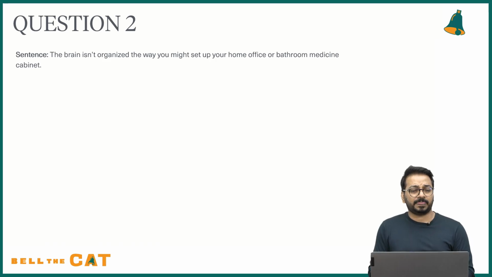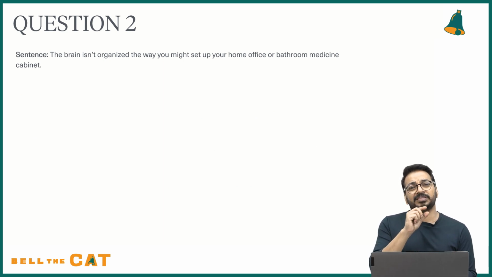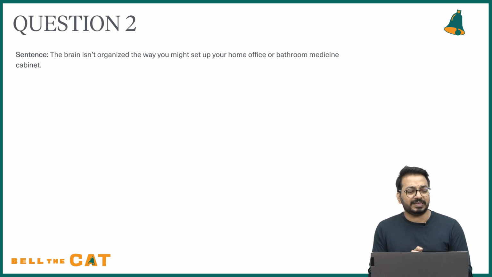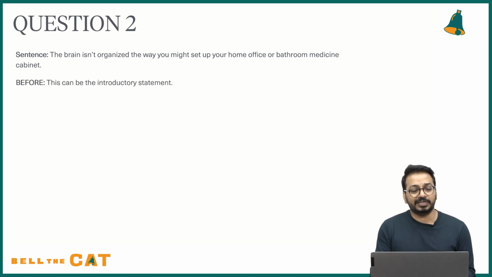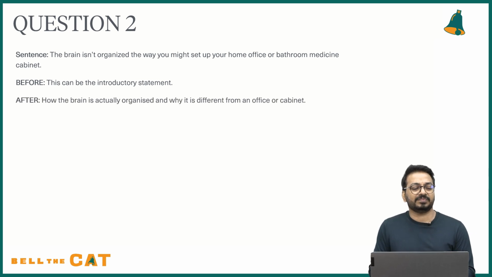Let's look at the next question. "The brain isn't organized the way you might set up your home office or bathroom medicine cabinet." Now for this question, the paragraph that follows this missing sentence has option 1 given right at the beginning of the paragraph. That means this can be a starter. Also, if I read this, I'm not getting an idea as to what should come before it. It can be a great starter. So I definitely don't think this can be a connecting statement. I'll keep that there and look at the next sentence.